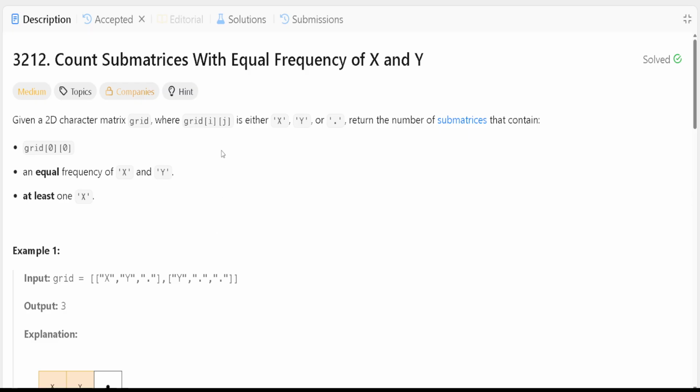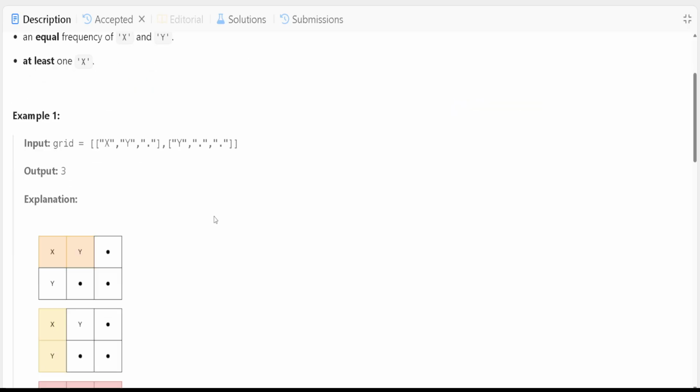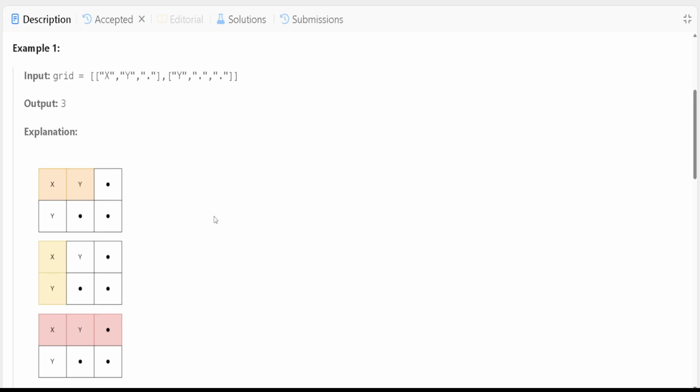Have you ever solved a matrix problem and felt confident and still got the wrong answer? If this happened to you, that's exactly what happens in this problem. This problem looks like a standard prefix sum question, but there is a hidden constraint that changes everything. If you miss it, your solution will be completely wrong. So let's understand how to fix that and solve this type of problem.